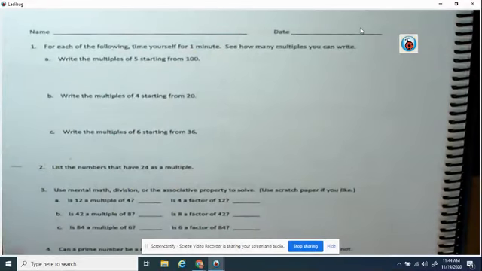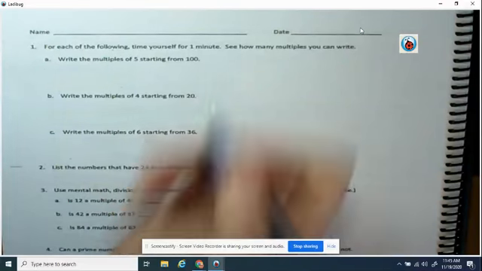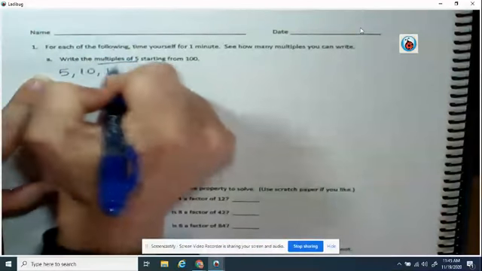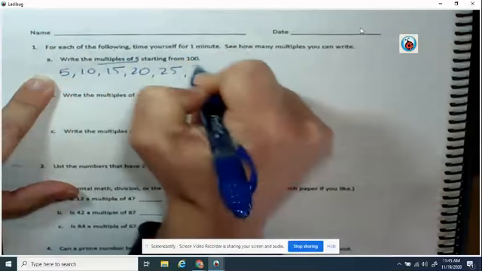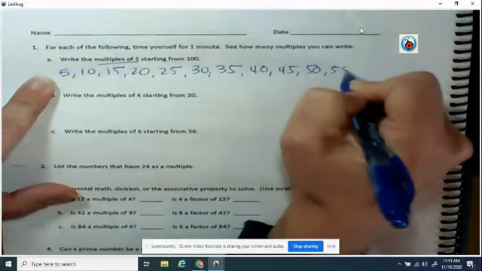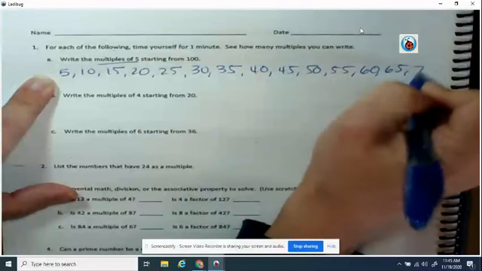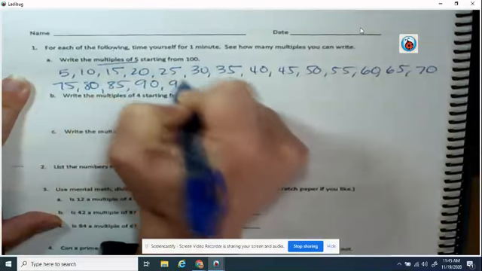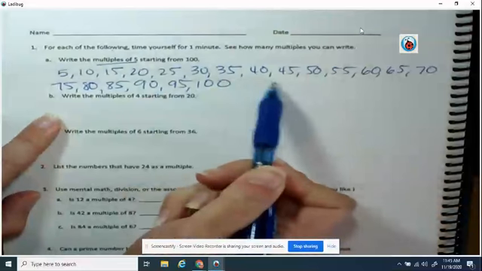All right, so we are going to find the multiples. Multiples are counting by a number, or it's the numbers we would get if we were going like 5 times 1, 5 times 2, 5 times 3, 5 times 4. Okay, so we're going to write the multiples for these numbers. All right, so it says to time ourselves for 1 minute, but Miss Collins is just going to kind of do this. Okay, so multiples of 5. 5, 10, 15, 20, 25, 30, 35, 40, 45, 50, 55, 60, 65, 70, 75, 80, 85, 90, 95, 100. Okay, so that was pretty easy.